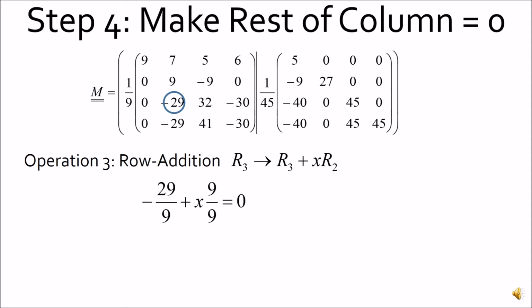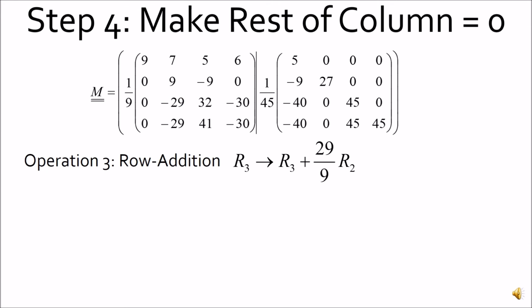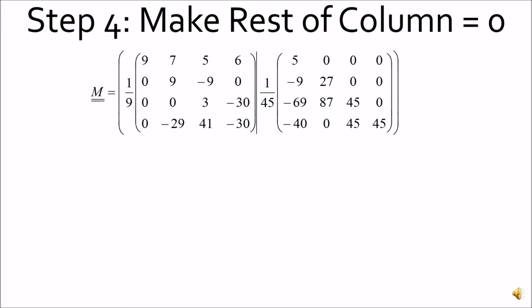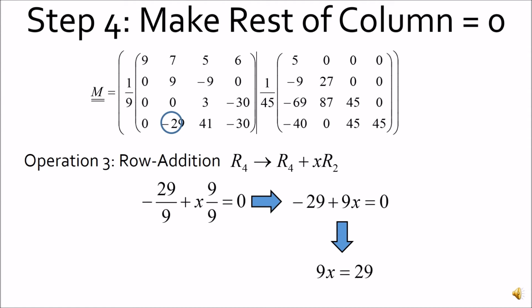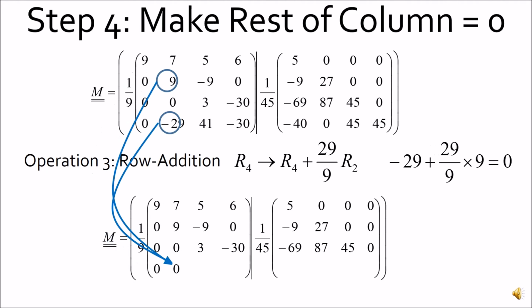So as before, we just use this equation, minus 29 over 9 plus x times 9 over 9, rearrange, and we get x is equal to 29 over 9. So we're going to take row 3 and add 29 over 9 times row 2 to it. Okay, so let's go through and do that. And there we go. We have a 0 in the position we want. Okay, let's go to the position below. Again, it's minus 29, so I'm not going to dwell on it too long. The equation will be the same. We have x is 29 over 9, and let's work through the matrix.